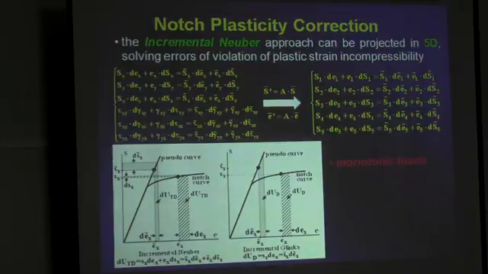But now you have a notch. How do you correct for the notch plasticity? One method is the incremental model approach. And when we formulate this approach in 5D, we solve the problem of plastic strain incompressibility that could be violated in 6 dimensions. However, this formulation is only for monotonic loads.